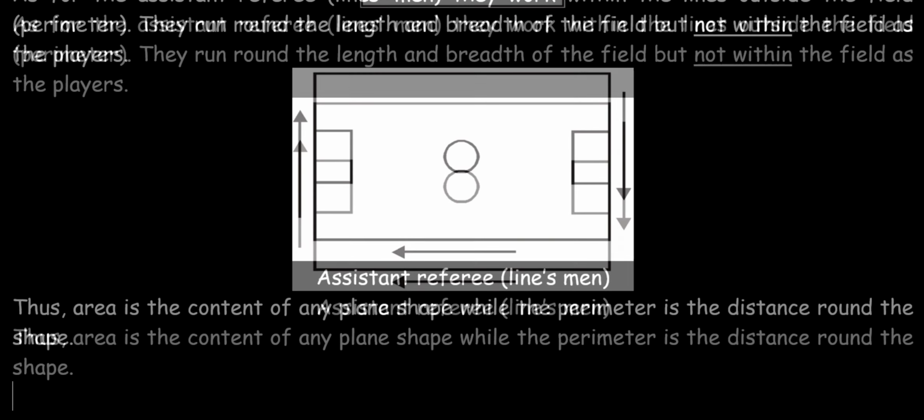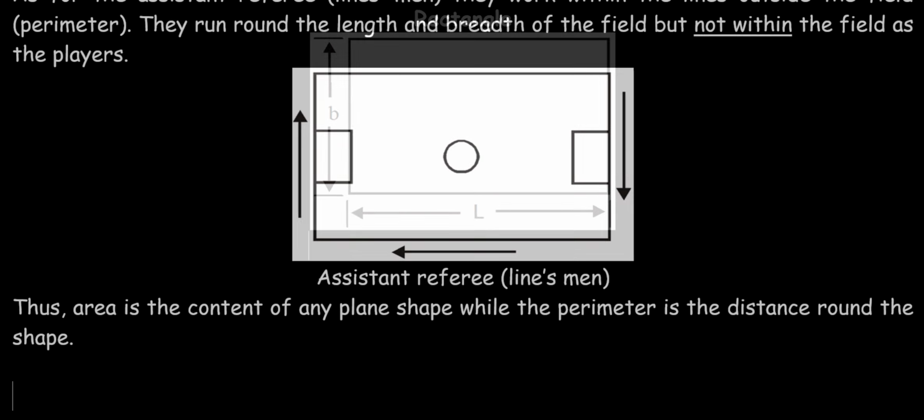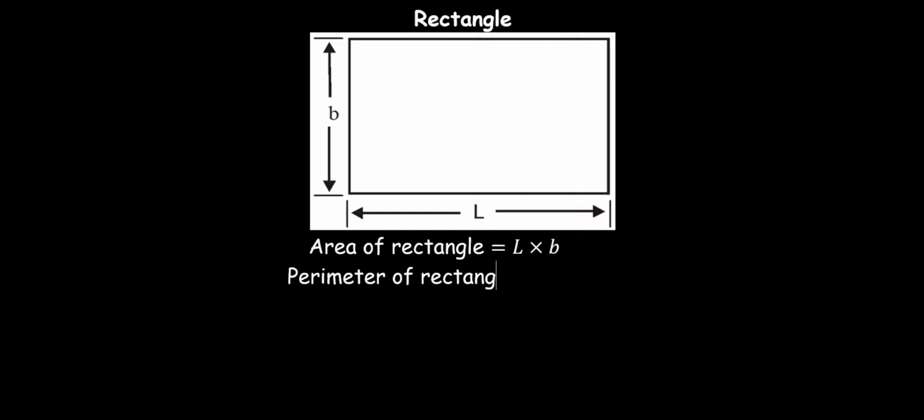Next, we take each shape as we go along. Today we'll be starting with the rectangle. A diagram of a rectangle is shown below. Area of a rectangle is equal to length times breadth. The length is the longer side of the rectangle, while the breadth is the shorter side. Perimeter of a rectangle is equal to 2L plus 2B, which can be written as 2 into bracket open L plus B. Let's take an example.